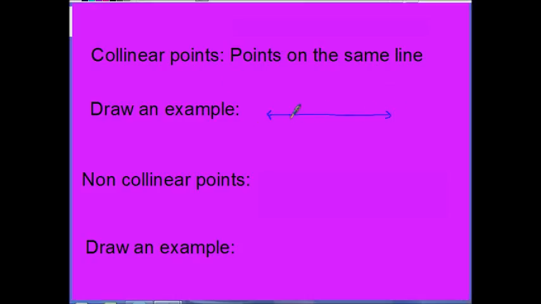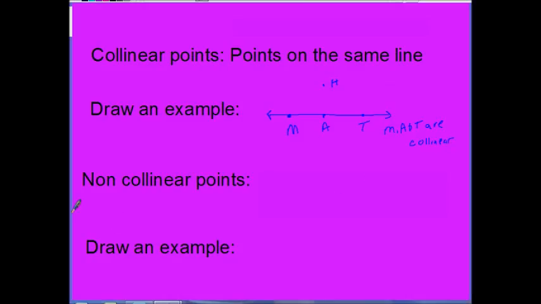And let's say that we have points M, A, and T on the line, and point H is above the line. What we could say here is that M, A, and T are collinear.